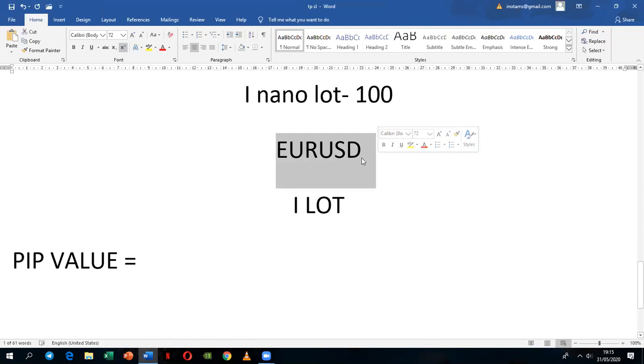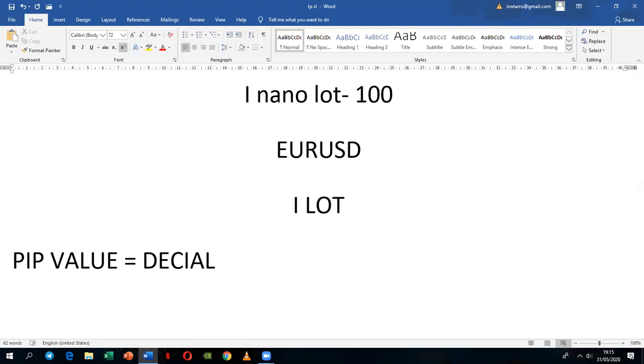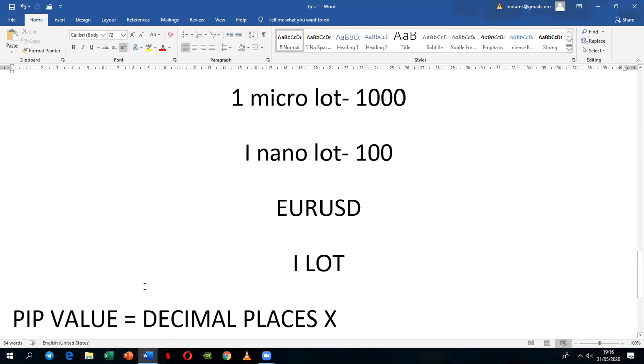You need to know the number of decimal places first. So how many decimal places do we have in Euro USD? Who can tell me? The formula goes like so. Decimal places times the trade size.